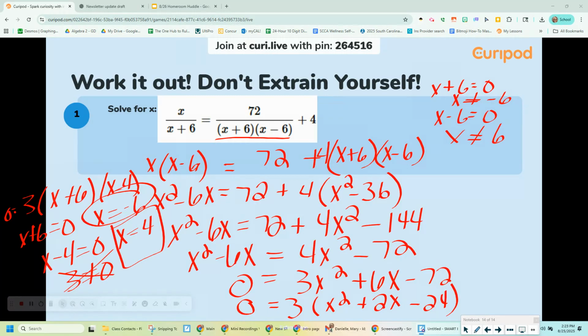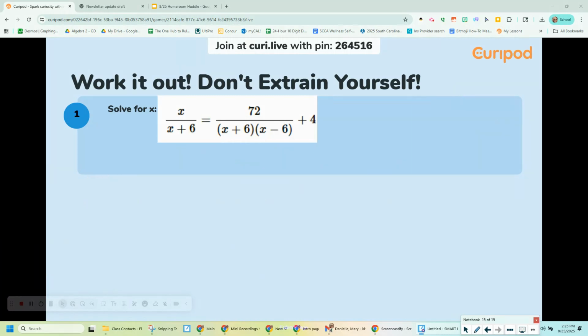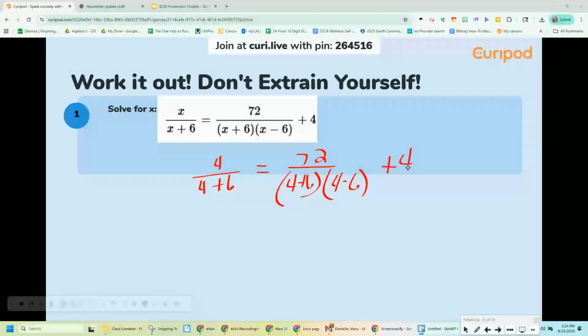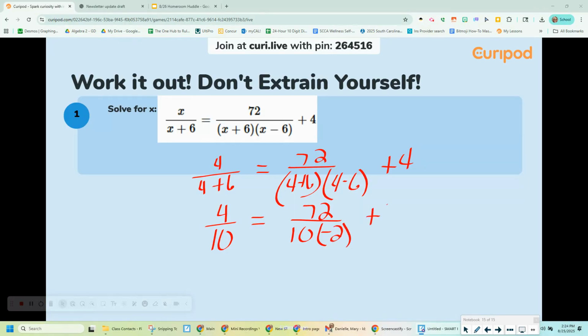Now feel free to substitute that in. If x equals 4, I'm going to plug that in wherever there is an x. Just need 4 over 10 over here, and 72 over 10 times negative 2 plus 4, 72 over negative 20. 4 is 80 over 20.